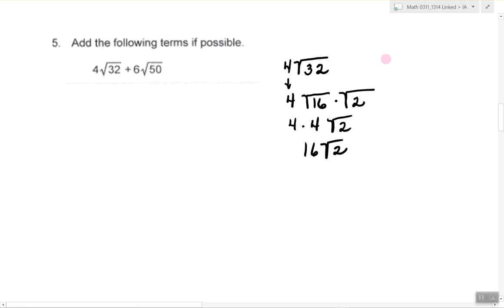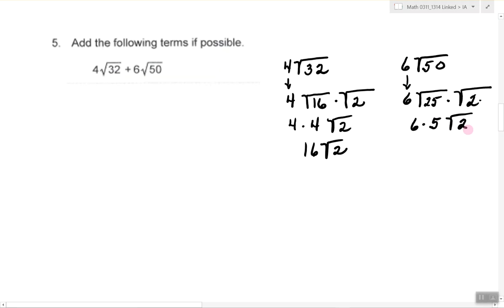All right. Now I have 6 times the square root of 50. Keep the 6. It's just kind of a tag along. Can you think of a perfect square factor that goes into 50? I hope you are thinking of 25 times 2. It must be a perfect square. So it's 6 times the square root of 25 times the square root of 2, or 30 times the square root of 2.